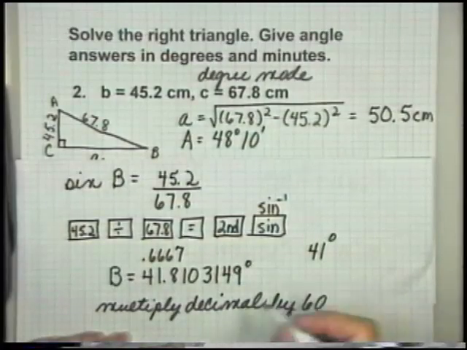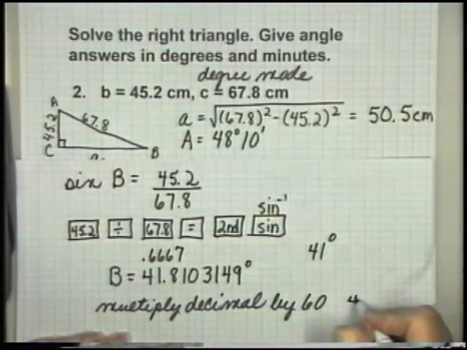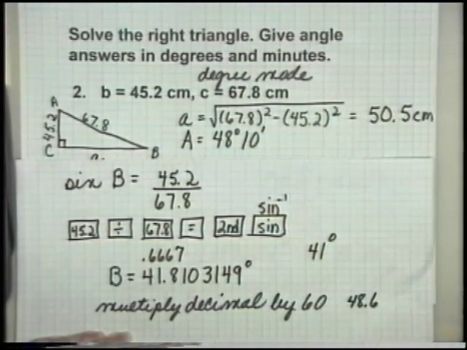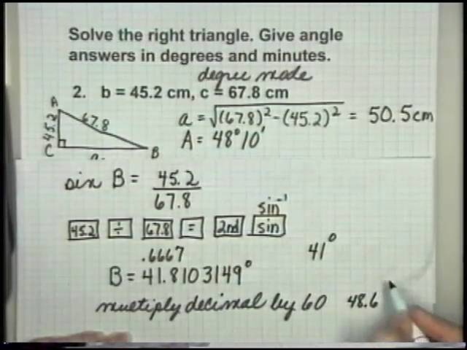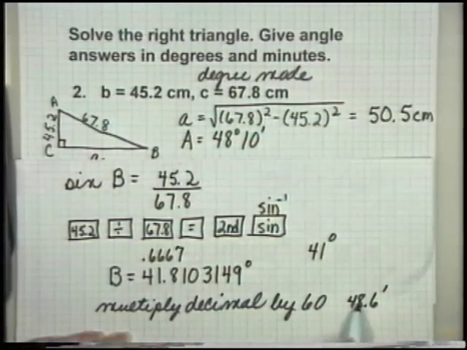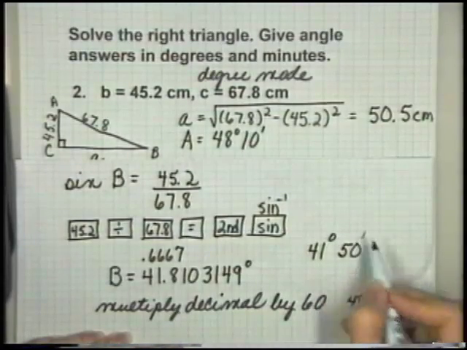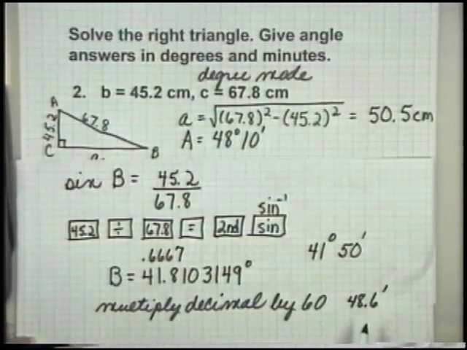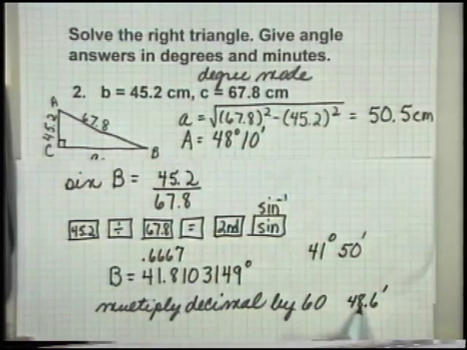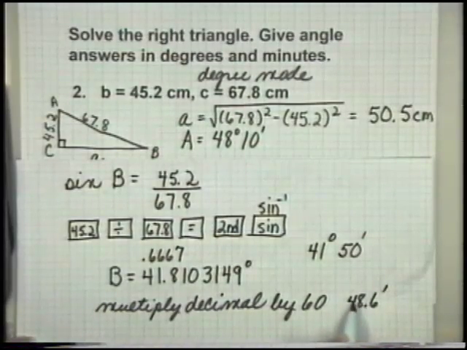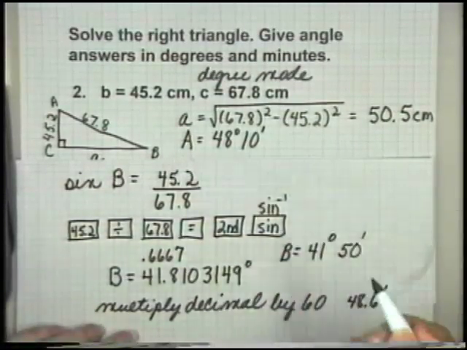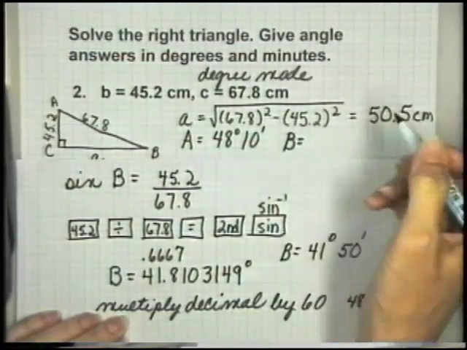And I got 48. When I did this, I got that it was 48 whole minutes, 0.6, and it keeps on going, but I just need to the nearest 10 minutes, don't I? So 48 is closer to 50, so it would be 41 degrees, 50 minutes. Since that's an 8, we would round up, and of course that would make the 4 a 5 and put a 0 in place of the 8. So that's what we get for angle B, and let's write that.